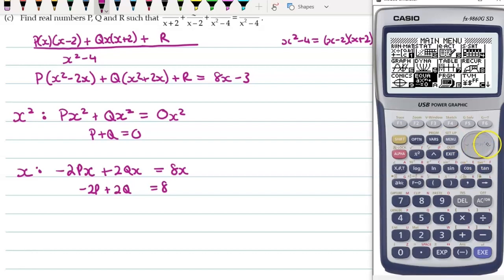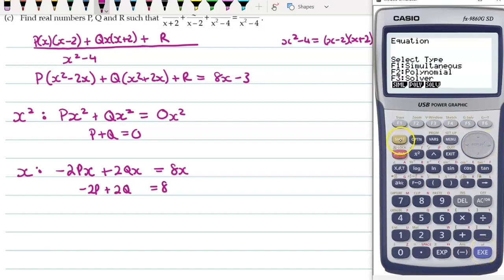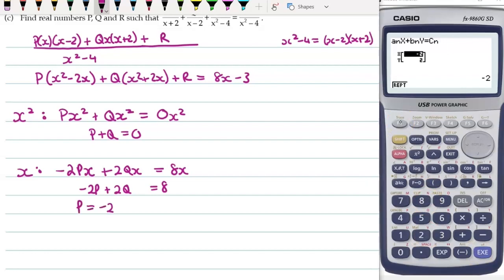That gives us something we can solve using simultaneous equations. So we've got two unknowns, and the first one the coefficients are 1, 1, and then the constant is 0. Oops, not finished yet. And then the second one, we've got a minus 2, a 2, and equal to a constant of 8. We solve that. We've got p is equal to minus 2 and q is equal to 2.